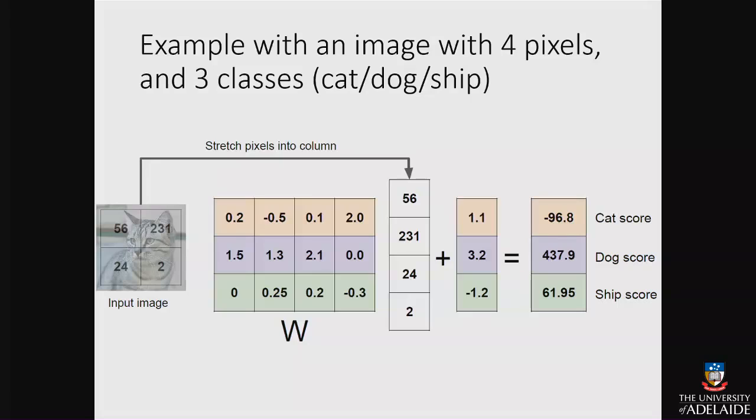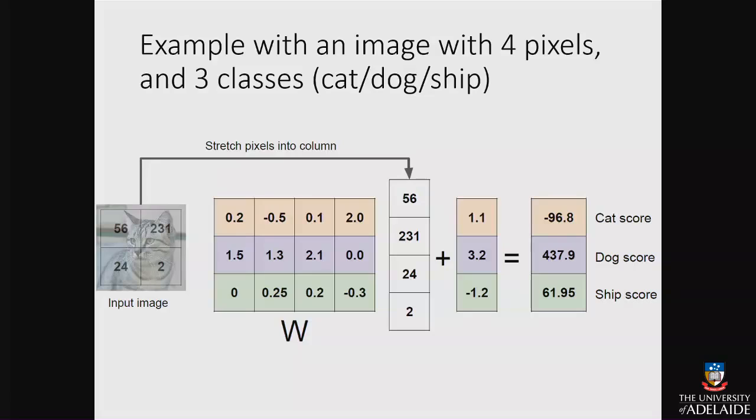And so here W will be a 3 by 4 matrix. The input data X is a vector with 4 values. The bias B is a vector. With a linear function, we have the output with 3 scores, right? So here you can see 56, 231, 24, 2 become a vector; we stretch the pixels into a column. And this W is some parameter matrix that we want to learn, and also the bias is something that we want to learn.